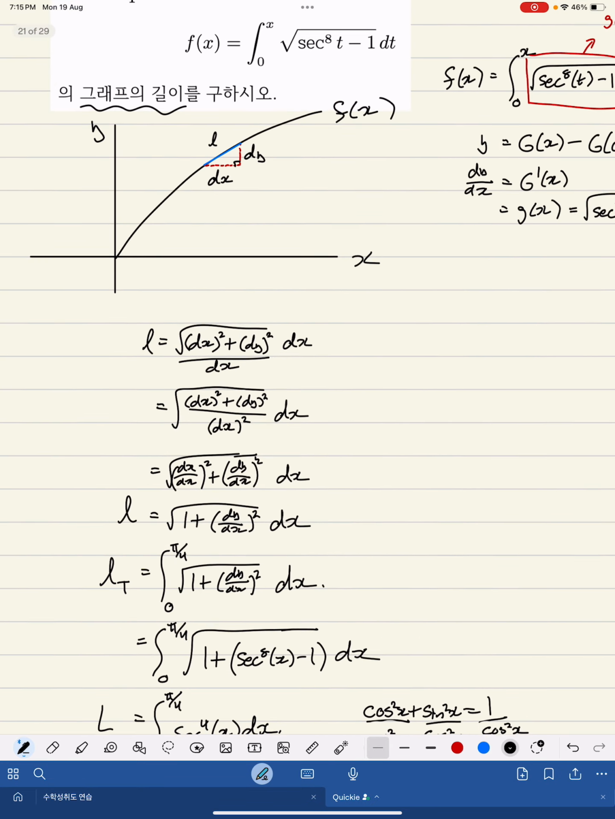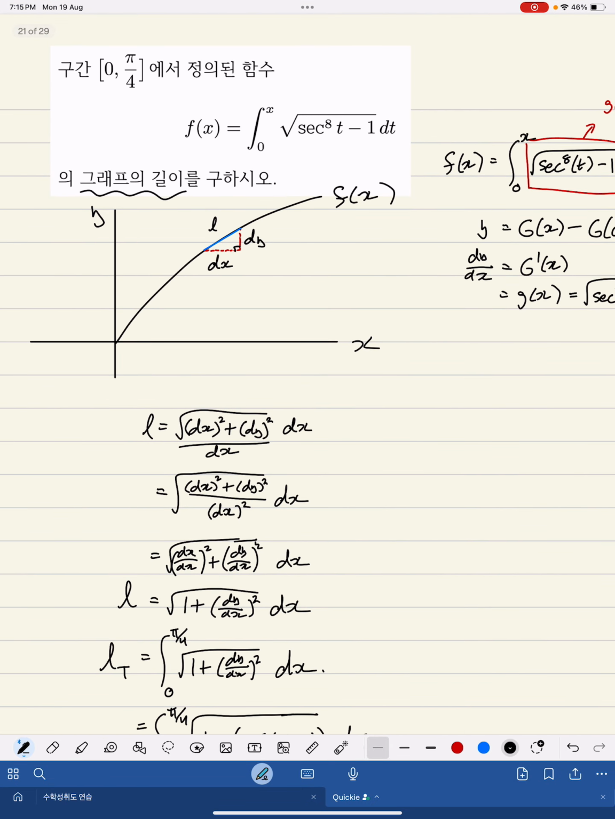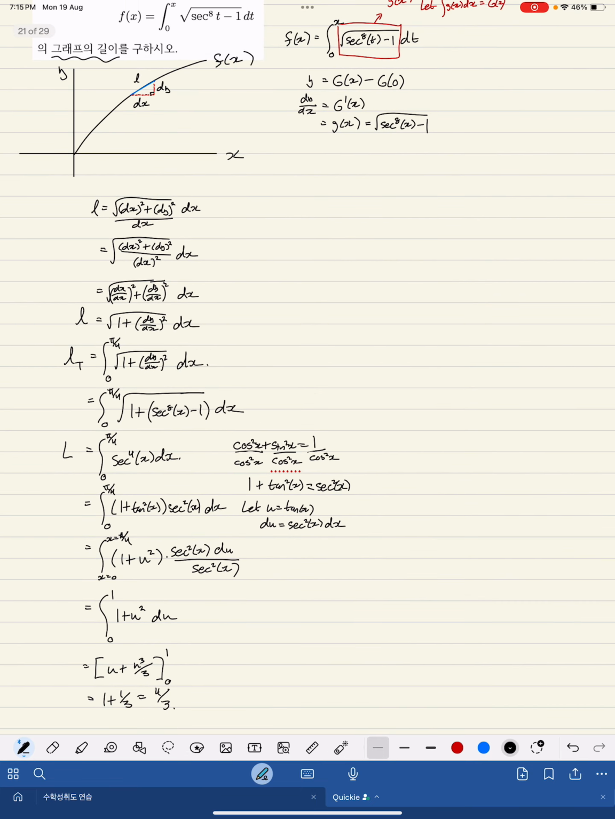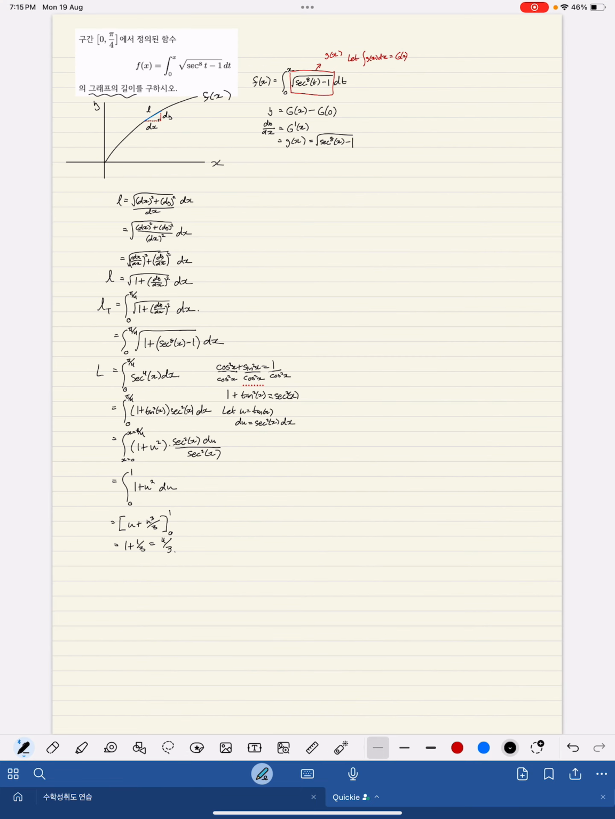Therefore, we can say that the length of this function, I don't know how it looks, should end up as 4 over 3 units. Thank you very much.